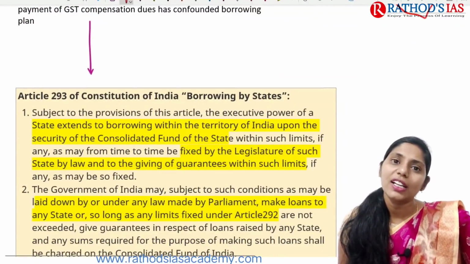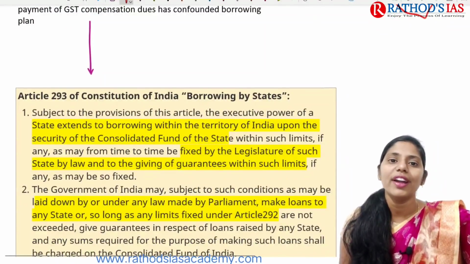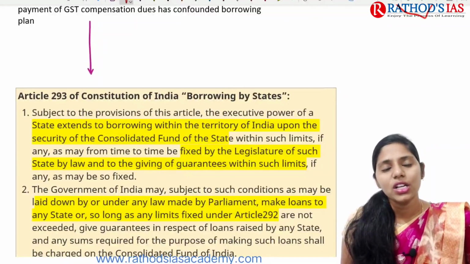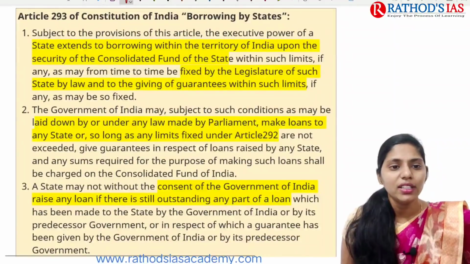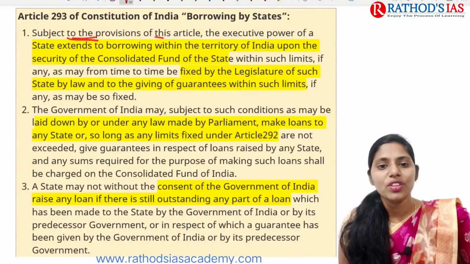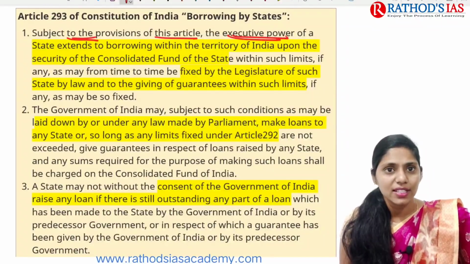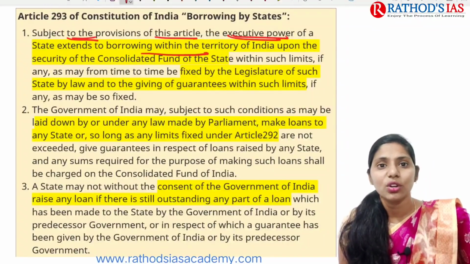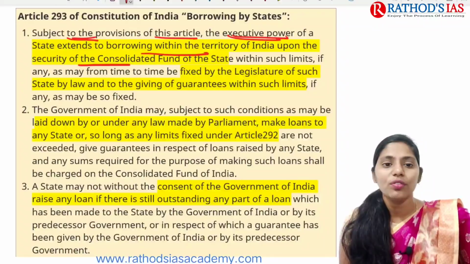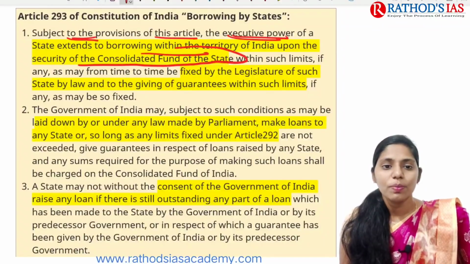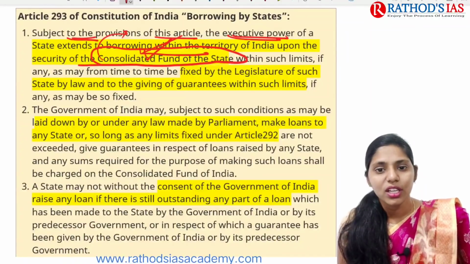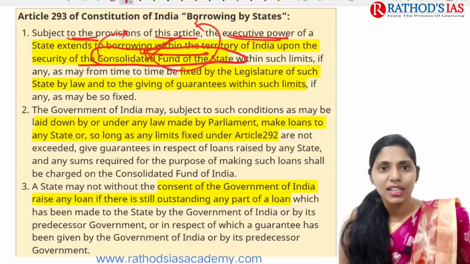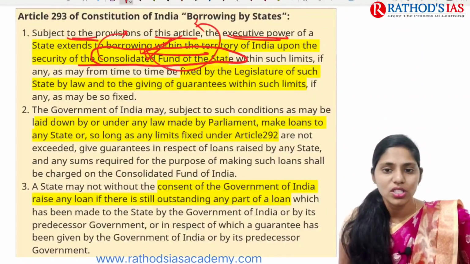If you are talking about articles, you need to know about Article 292 of our Indian Constitution and even Article 293. Subject to the provisions of Article 293, it mainly focuses on the executive power of states extended to borrowing within the territory of India upon the security of the consolidated fund of the state. By using this security, that is the consolidated fund of the state, they can go for borrowing. This is what is said in Article 293 of the Indian Constitution.